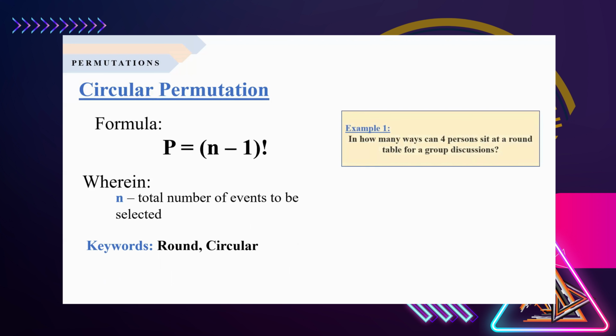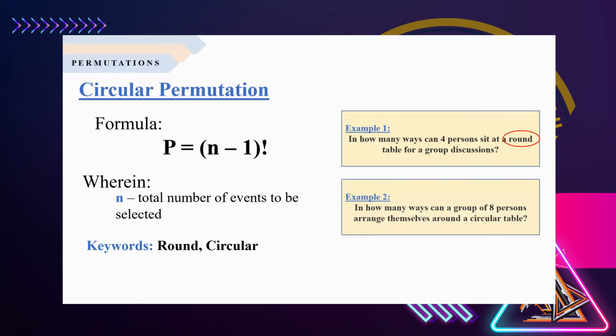In how many ways can 4 persons sit at a round table for a group discussions? So makikita natin sa example number 1 ang keywords natin na round table or the keyword na round. So ibig sabihin ito ay tumutukoy sa circular permutation, and to answer that problem, gagamitin mo ang formula na the quantity of n minus 1 factorial.